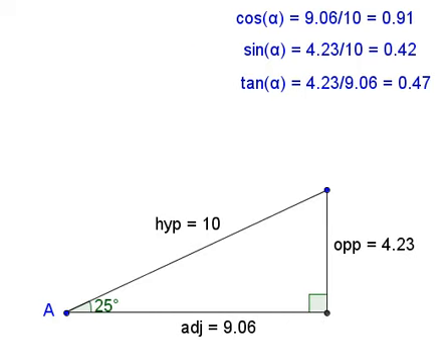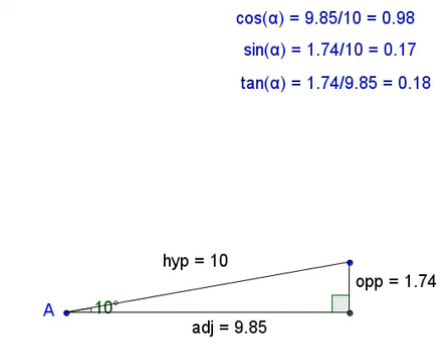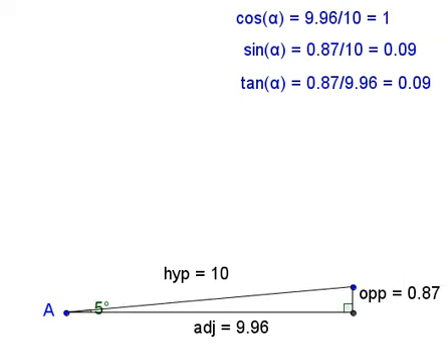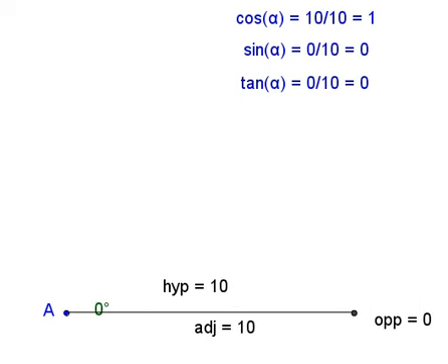If we start with the smallest possible angle we could draw, I guess in theory a 0-degree angle, then the opposite side would be 0, because there's no height to the triangle at all. And the values of the ratios would be really extreme. The cosine, which is adjacent over hypotenuse, is 1. Sine, which is opposite divided by hypotenuse, would be 0. And the tan, which is the slope, or opposite over adjacent, is 0.